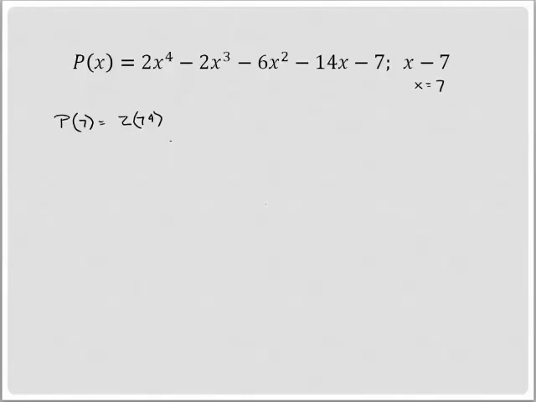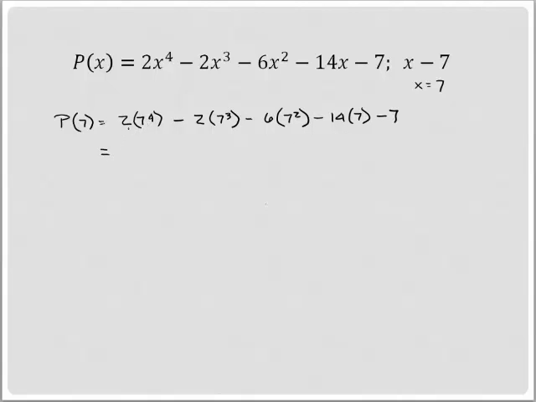It almost looks like 274, doesn't it? I would not want to multiply that in my head. So we'll go with a 2 times 7 to the 3rd minus 6 times 7 squared minus 14 times 7, and then we have to bring down that minus 7. Oh boy, these are big numbers. I'm going to have to get my calculator out here.